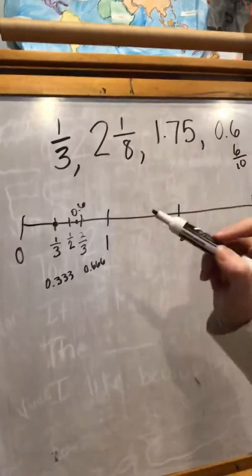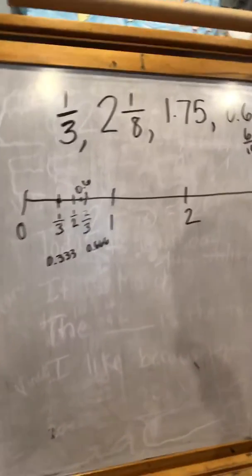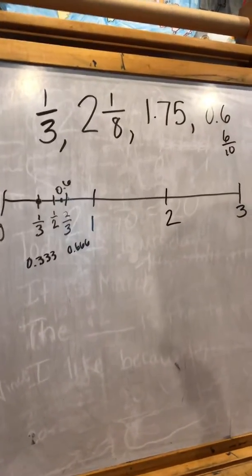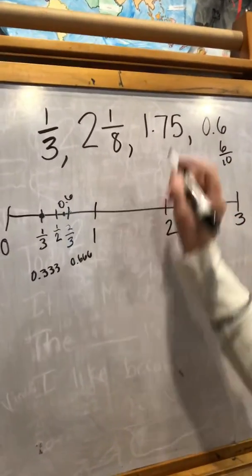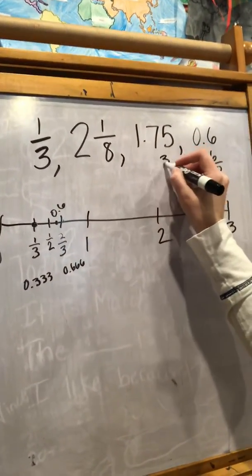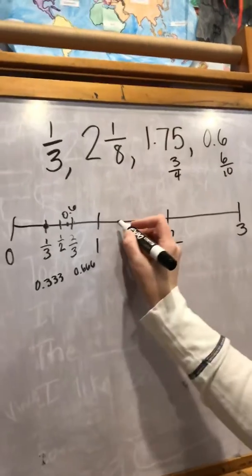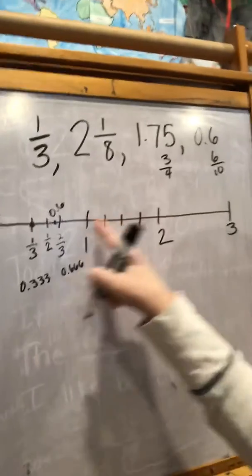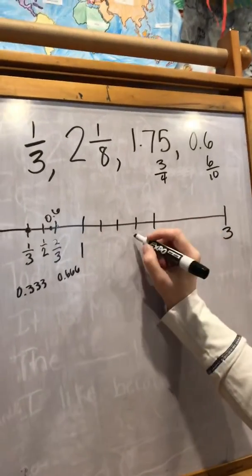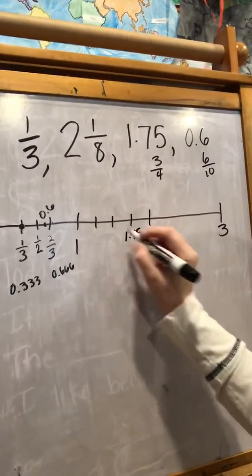Then I'm going to do 1 75/100 next because that would be my next lowest number. 1 75/100, I know that 75/100 is equivalent to 3/4. So I'm going to go ahead and break up my second whole number here from 1 to 2 into 4 pieces. And I know that 1 75/100 would go right here.